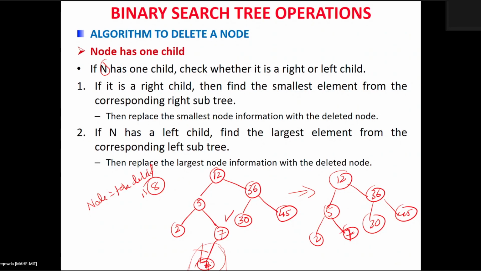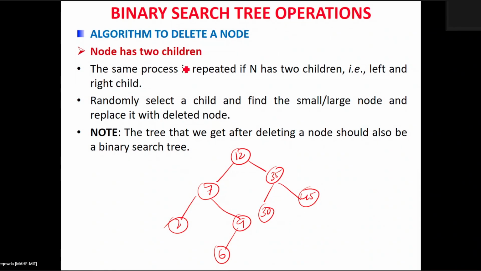If a node has only one child, you need to consider this method. It doesn't matter whether you have a right child or a left child. You need to insert the value, either the largest value or smallest value, into the node to be deleted. If it is a right child, then find the smallest element from the corresponding subtree, and then replace the deleted node with the smallest node's information. If it has a left child, find the largest element from the corresponding left subtree, then replace the deleted node with that value.